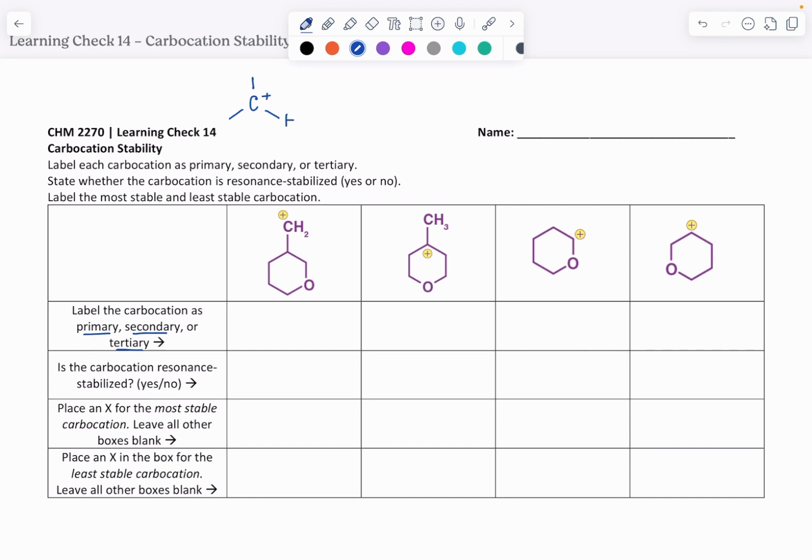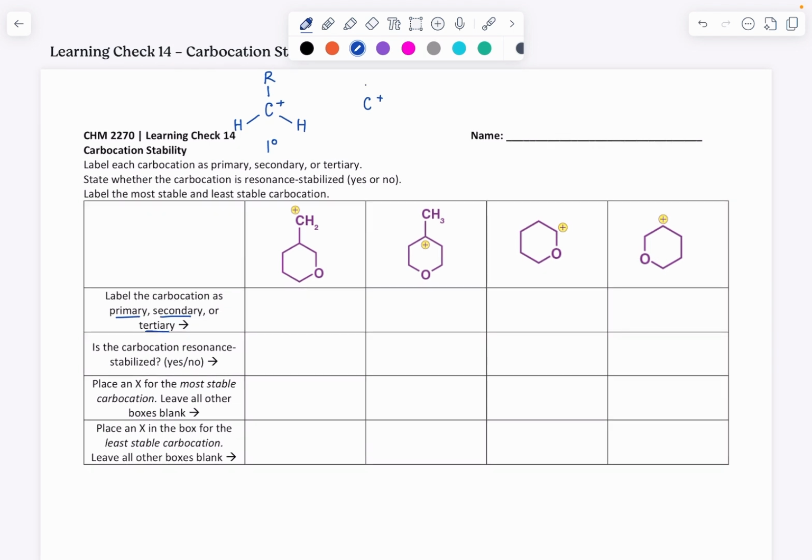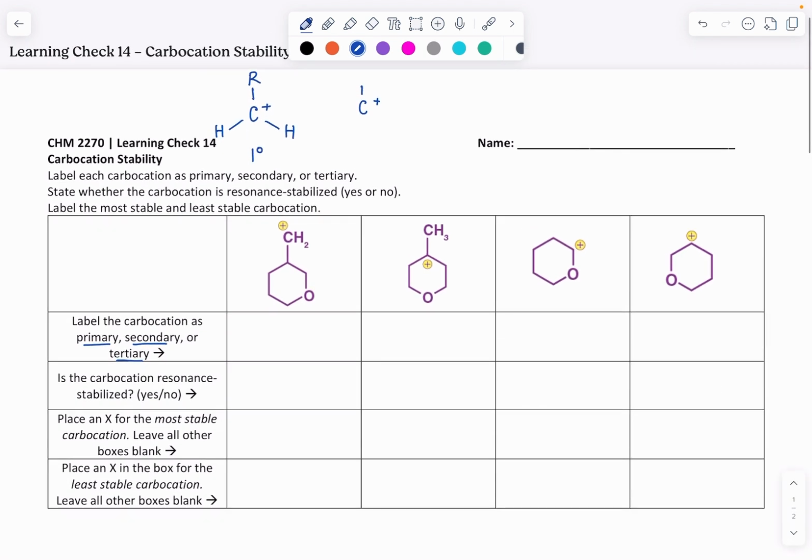If we have two hydrogens and one of the bonds goes to a carbon, or in this case an oxygen or a nitrogen, just something that is not a hydrogen, we call this primary. If the carbocation is bonded to two R groups, so that would be two non-hydrogen atoms, that would be secondary. And then if a carbocation is bonded to three R groups, three non-hydrogen atoms, that will be tertiary.